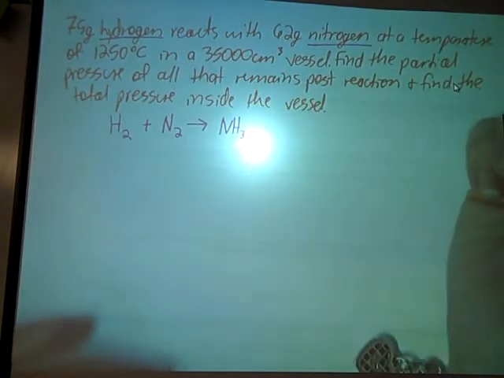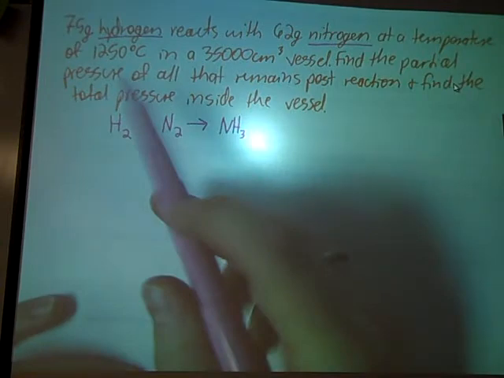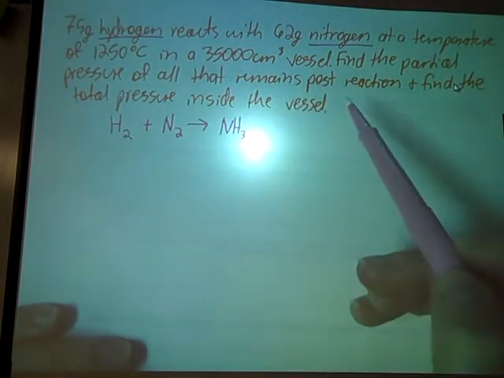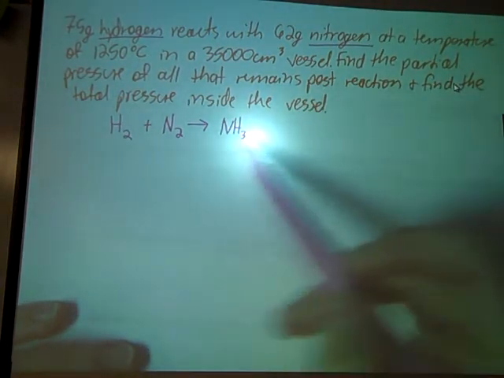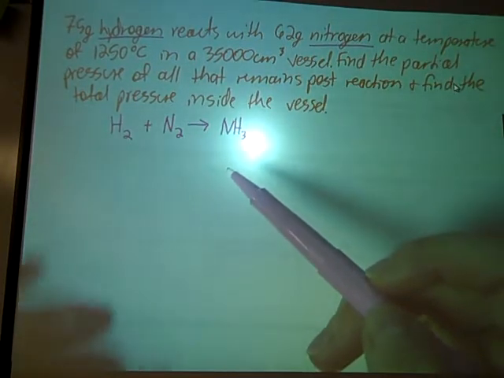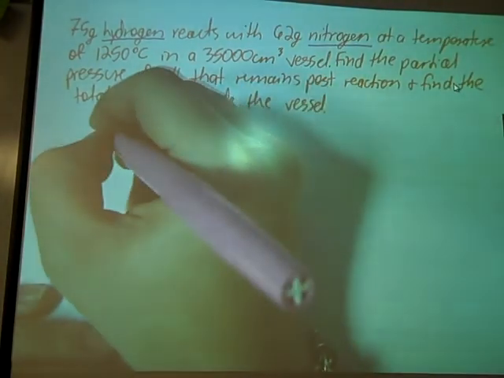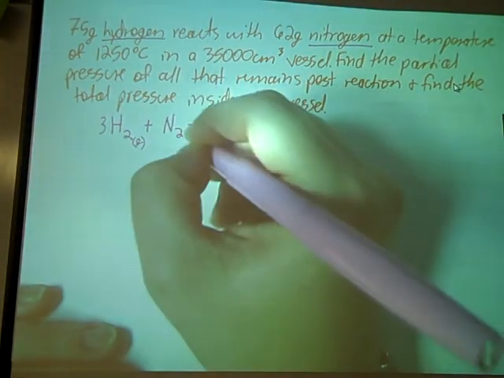So, just FYI. All of these are gases, so when it says find the partial pressure of all that remains, that means we're probably going to have at least two gases remaining after the reaction has completed itself. So let's balance this. Let me see what I got here. 2, 3, and then these are all gases.